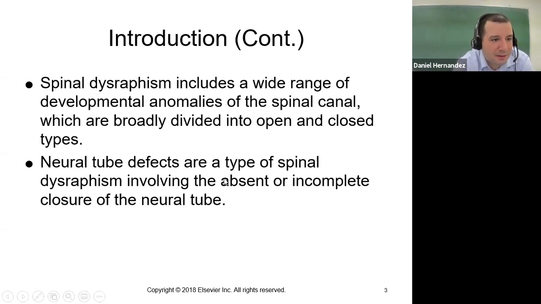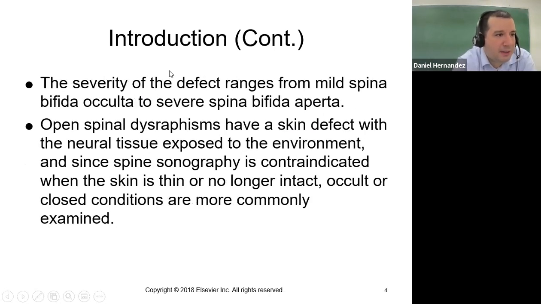Neural tube defects are a type of spinal dysraphism involving an absent or incomplete closure of the neural tube. The severity can range from mild spina bifida occulta to severe spina bifida aperta. Open spinal dysraphisms have a skin defect with neural tissue exposed to the environment. There's no skin covering over these neural tube defects, so you can actually physically see it. There's just a thin membrane over the skin defect.